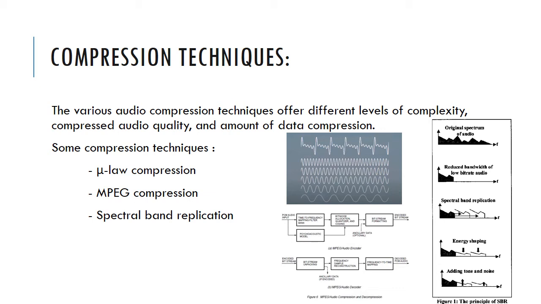To create mu-law data, the signal must be compressed and later expanded. This process is commonly referred to as companding.